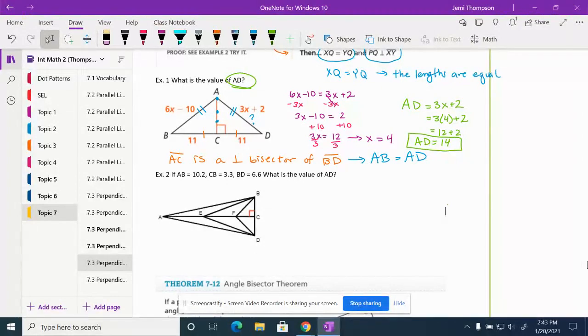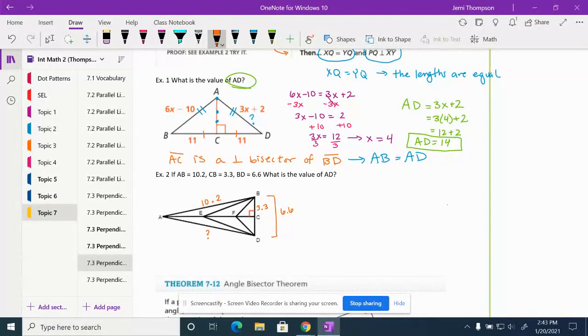I've got this kind of cool spaceship looking drawing on the top, for a real basic drawing, kind of neato. I'm going to go through and identify everything I can for what's given to me. So let's see. AB is given to me as 10.2. So this side right here, AB, 10.2. BC, it's this little length right here, is 3.3. And BD, this whole length is 6.6. What is the value of AD?